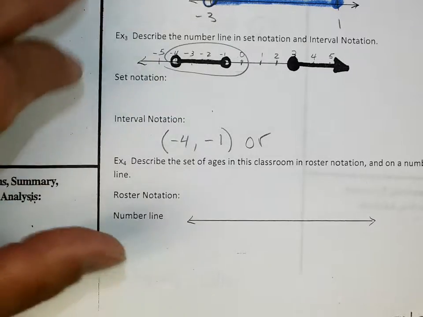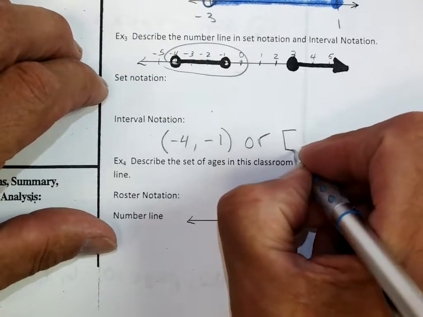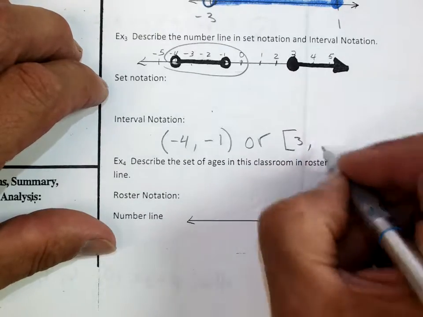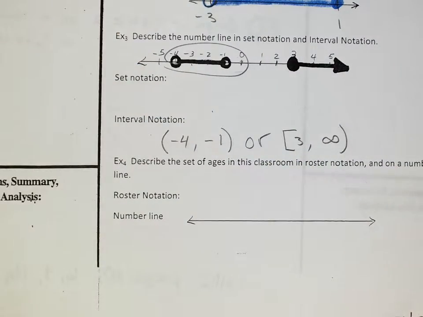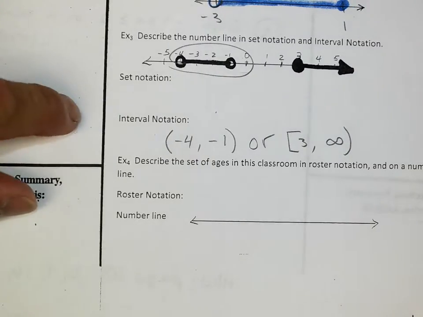Or we're going to go bracket 3, comma, all the way to infinity, right? And parentheses because you can't get to infinity. So that's it. Okay. How am I doing? Doing okay? All right. Now, how do I do this in set notation?